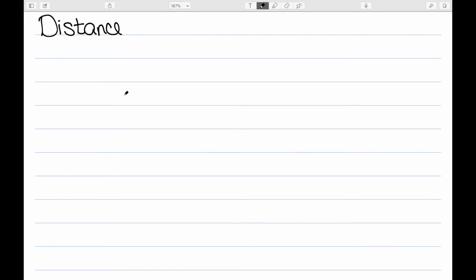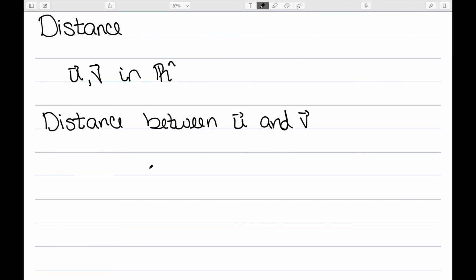Very much related to the idea of length is the idea of distance. So if I have two vectors u and v in Rn, and I want to know the distance between them. The distance between the two vectors u and v is defined as the length of the vector u minus v. So if I subtract these two vectors, then I can take the length of that, and I will have the distance between them.